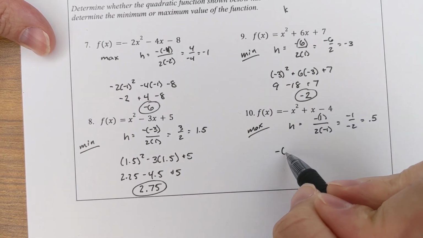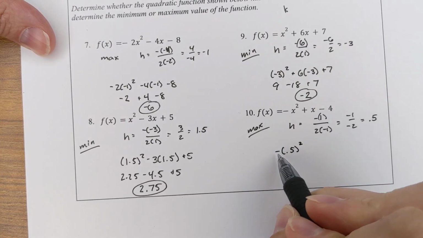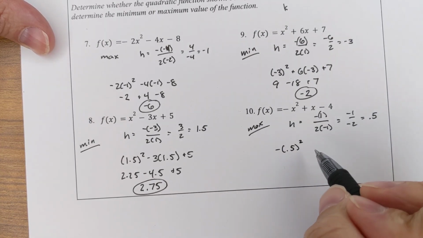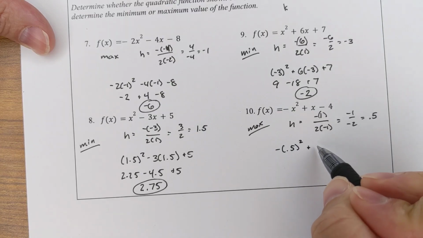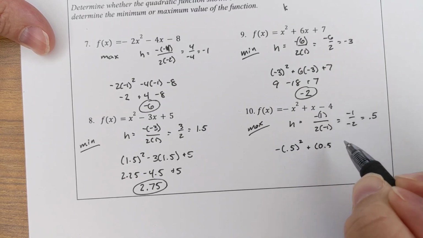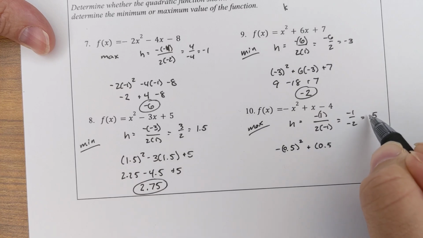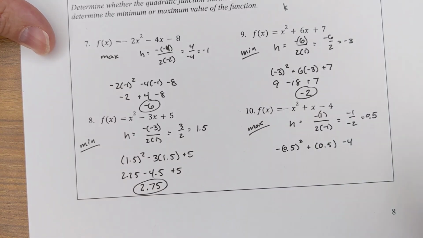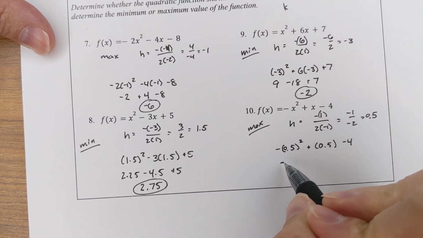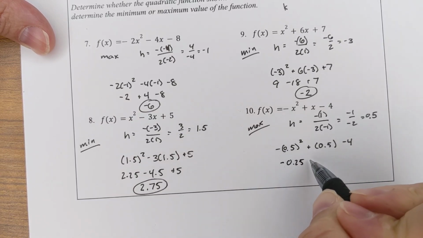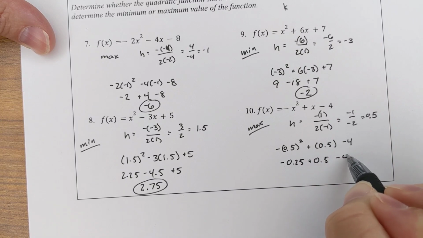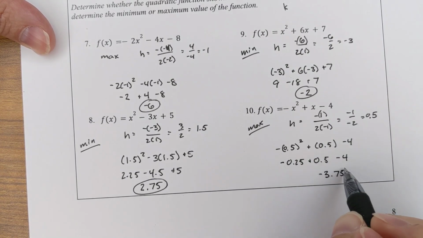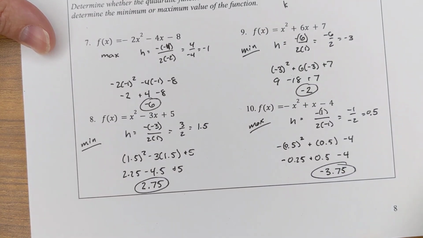So plug it in, negative 0.5 squared. Notice here that negative is not inside the parentheses. It's just the x being squared, not the negative. Plus 0.5 minus 4. So that is going to be negative 0.25 plus 0.5 minus 4. So negative 3.75 when you're all said and done. And that brings us to the end of the section.